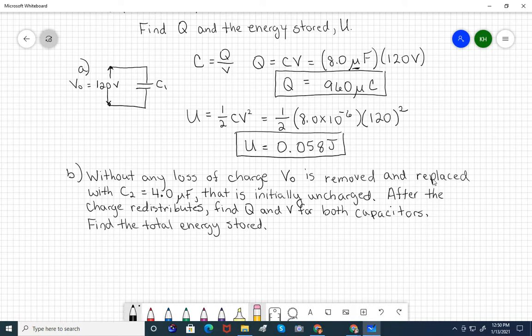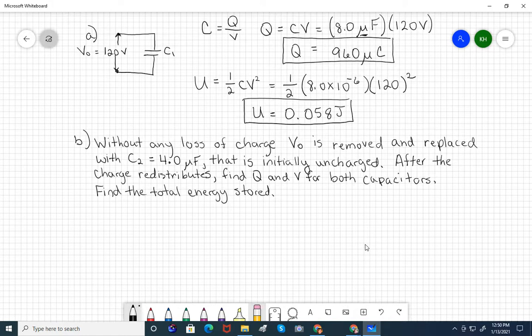All right, so this is kind of different. We want to think really carefully. So we're going to take this voltage supply off, and we're going to put a second capacitor in. So here's C2. We know that C2 is 4.0 microfarads. Here's C1. C1 was 8 microfarads. And so our picture looks like this. Here's the first capacitor. Here's the second capacitor. And they're all connected.